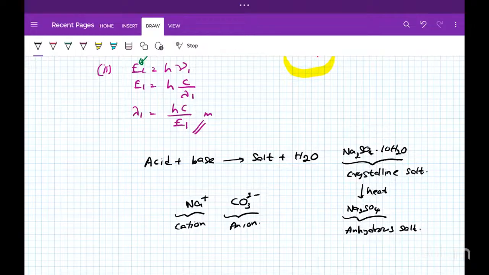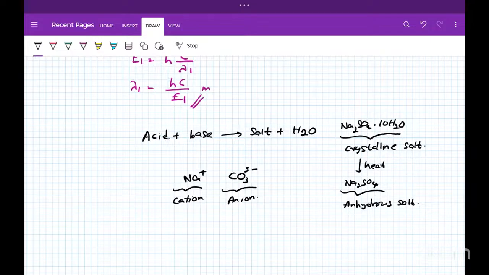Then when they combine with each other, their valences will be shared, right? So you know this one has minus 2, the 2 will come here, and here the 1 will come here. So this will be sodium carbonate.